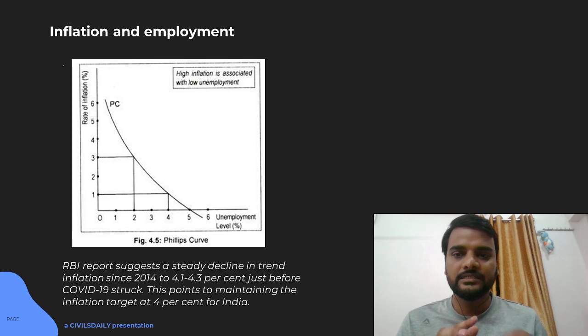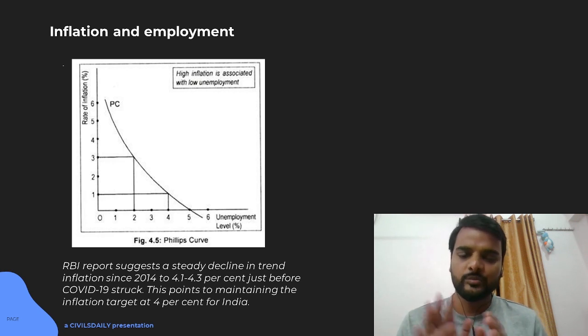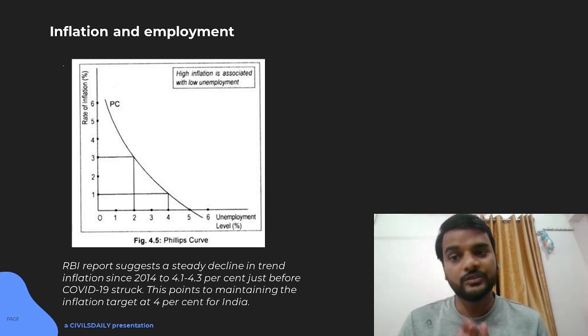So if you see, there is an inverse parabolic relation between high inflation and low unemployment. When there is high inflation, there is low unemployment. This is basically a logical thing to think, because if there is a high rate of inflation, there is more money in the market, so the unemployment situation will be less. So it is like that.